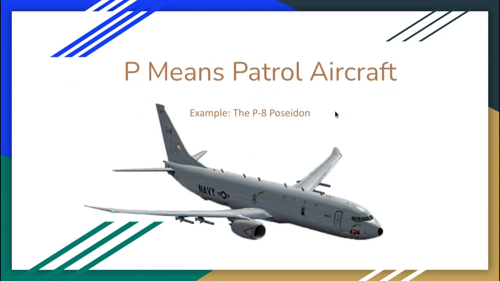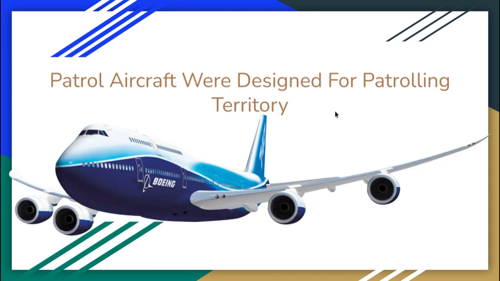P means patrol aircraft. My example is the P-8 Poseidon. Patrol aircraft were designed for patrolling territory. So for example, the P-8 Poseidon would just patrol land and stuff to make sure nobody was trying to launch a sneak attack.